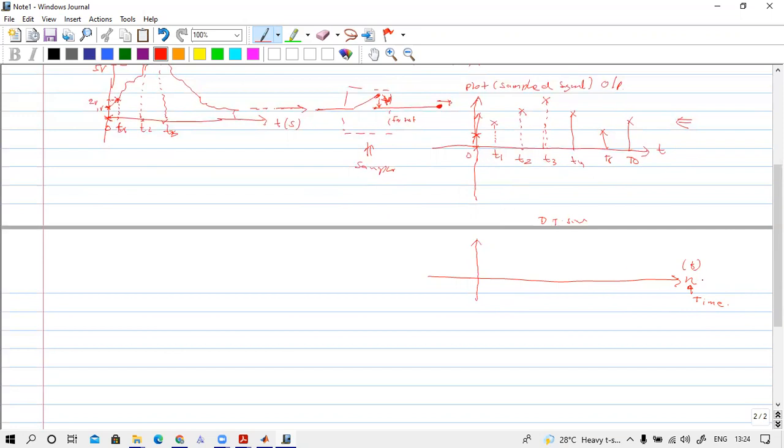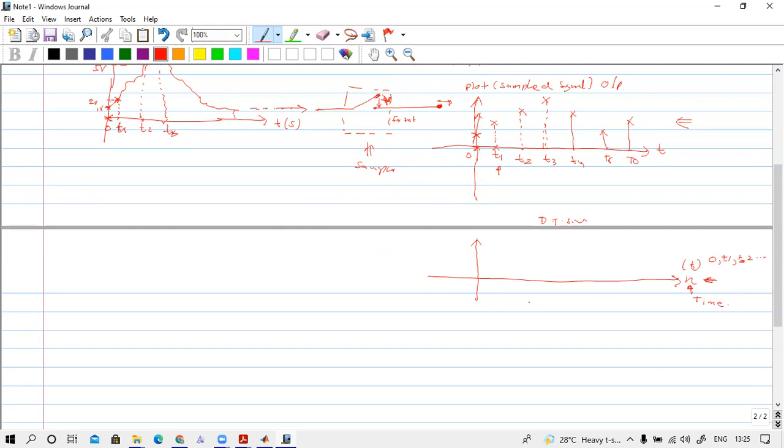Here n is an integer value, not a decimal or something, whereas t1, t2, t3 can be a decimal value, a rational number, anything. But these are discrete values, because between this point and this point there is no other value. So t1, t2, t3 are discrete variables. Here n is also a discrete variable, but it is an integer: 0, plus or minus 1, plus or minus 2, likewise.